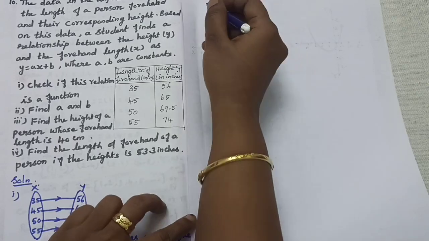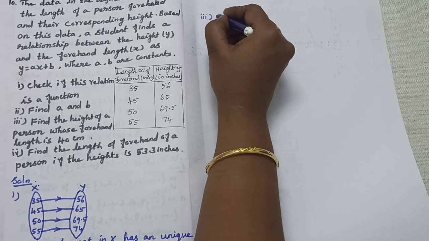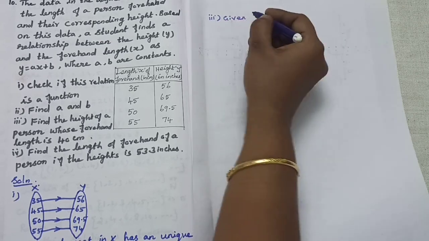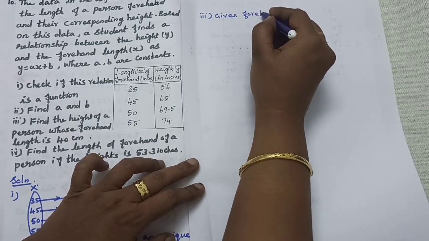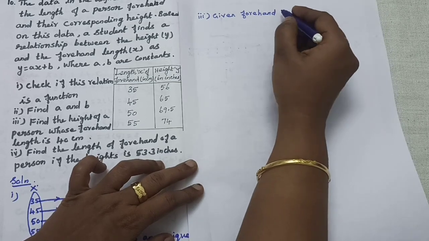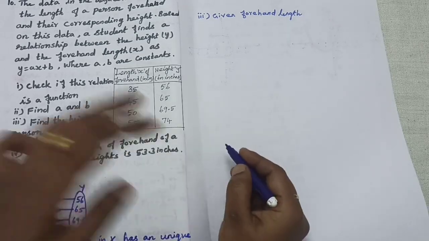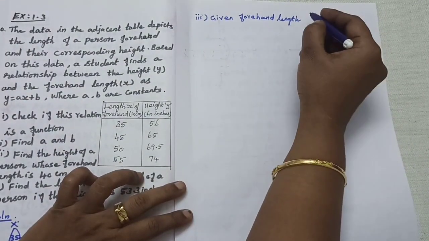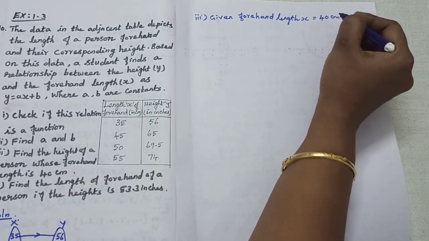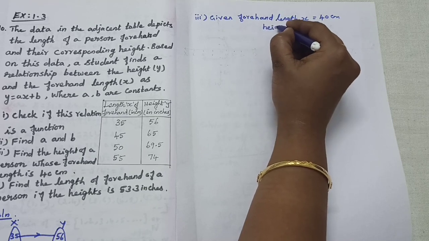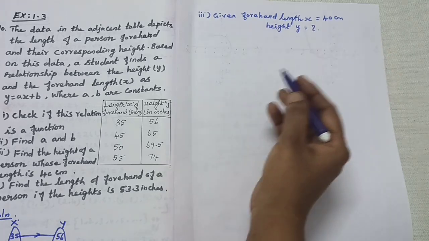So we have to write what is given. Given: forehand length x equals 40 centimeter. Then the height we don't know. Height of the person, y, is equal to question mark. This one we want to find.